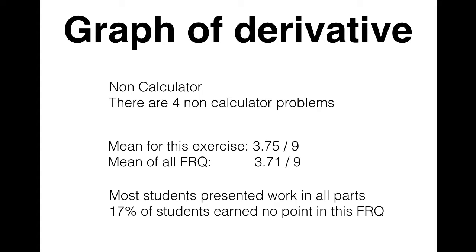We'll study today the fifth FRQ from 2015. I called it Graph of Derivative to correspond with the FRQ by genres that you can find on Schoology. It's a non-calculator exercise, one of the 4 non-calculator problems, and the mean for this exercise is right on par with the mean of the entire FRQ section. Most students presented work in all parts. However, 17% of students earned no point.